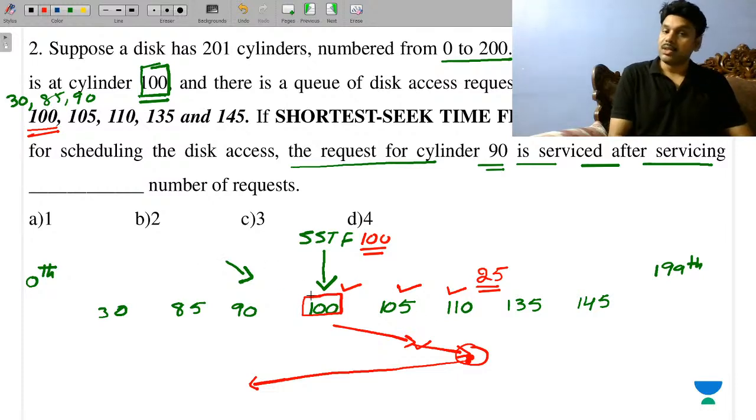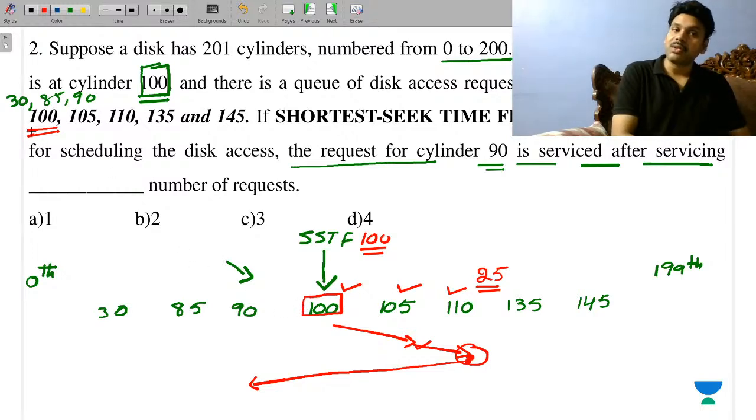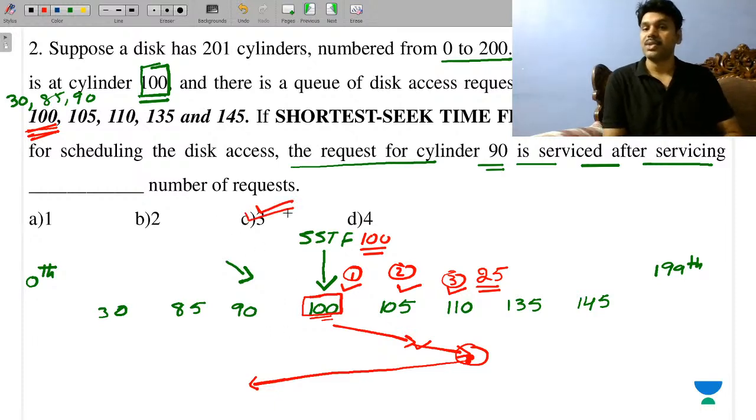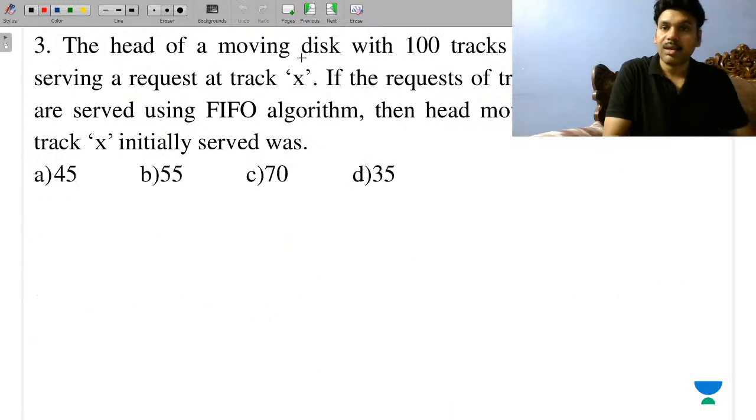We people always forget this. Why? Because for 100 we see that the head is at 100 only, but that is not right. For 100, you need to satisfy the 100th request also. Hence, after satisfying 100, 105 and 110, your 90 is going to be satisfied. So the answer is 3 in this case. Now come to the next question.